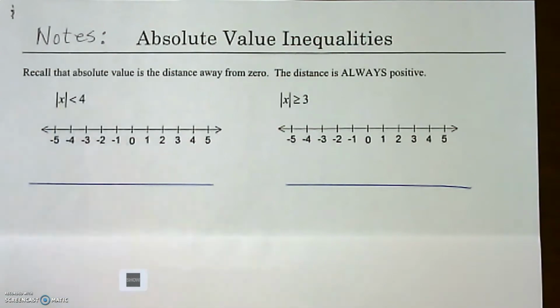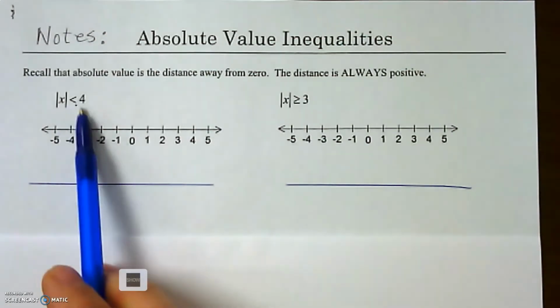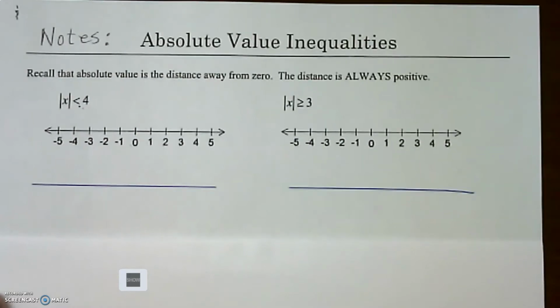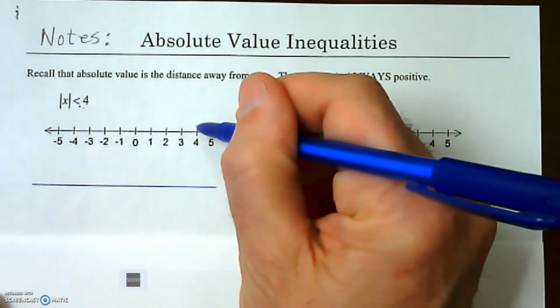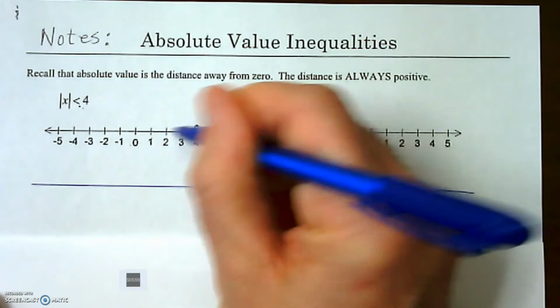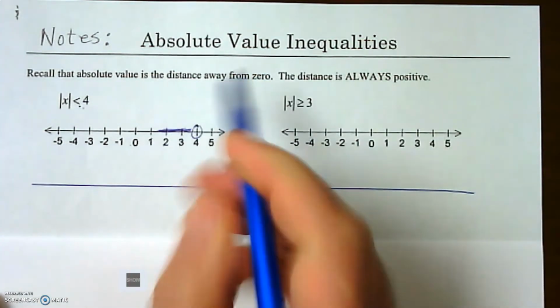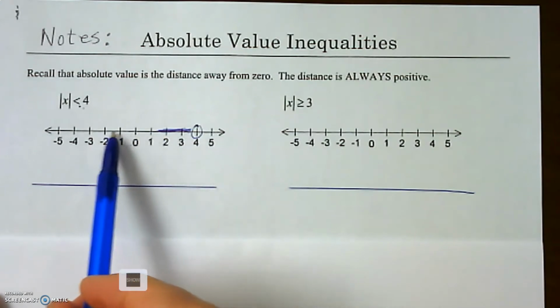If I ask you to give me numbers that make this true, well, you can't say 4 because it's less than, but you could say 3.9 and 3 and 2 and 1. So these numbers less than 4 make it true. Now, can I keep going forever?